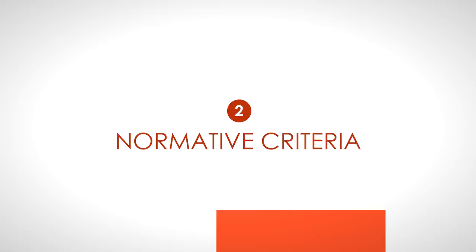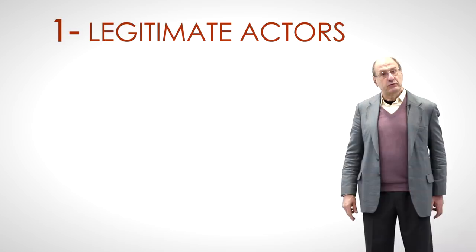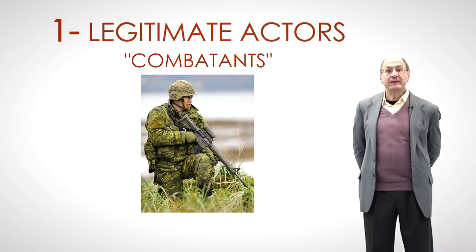Now, from the three main principles just mentioned, stem five normative criteria. From them, in turn, thousands of specific rules are derived. The first criterion that stems from the three main principles is the concept of legitimate actors in an armed conflict. They are known as combatants. Combatants are those who have the right to participate directly in the hostilities, abiding by the rules of war.